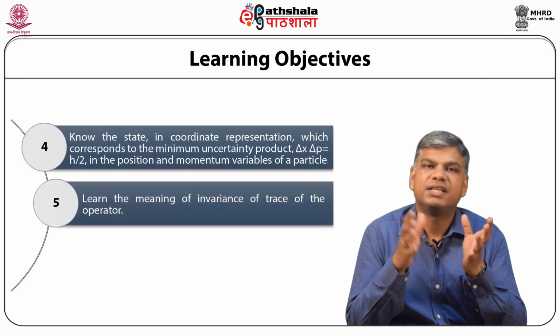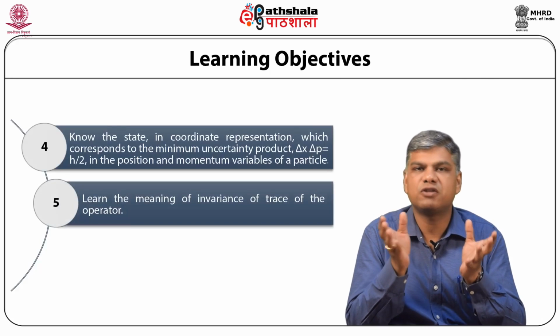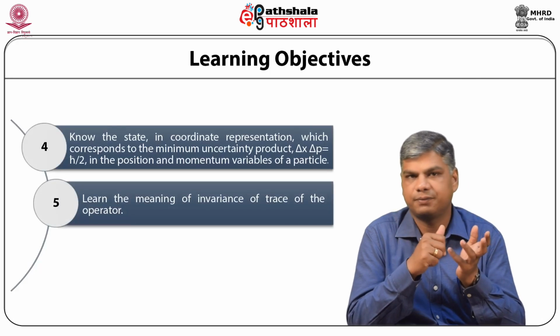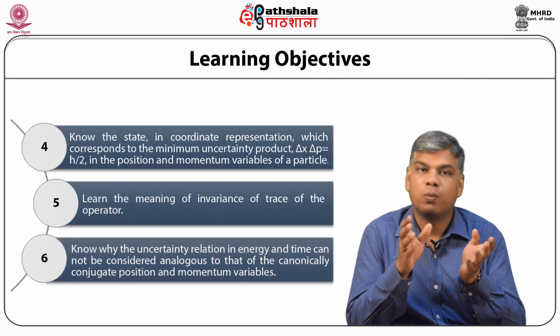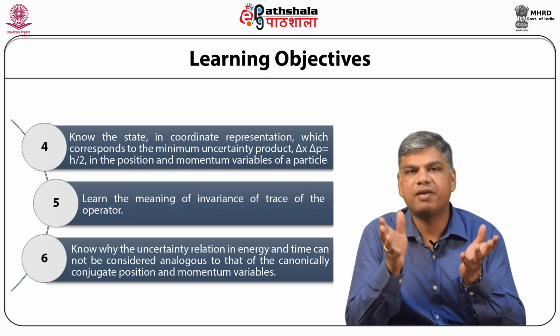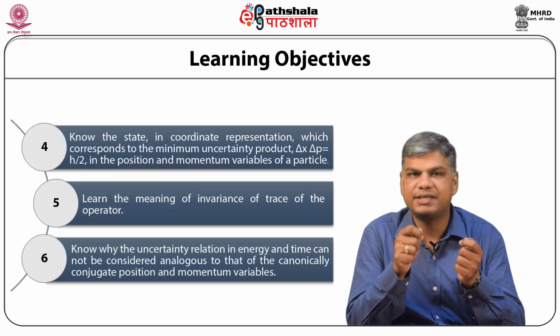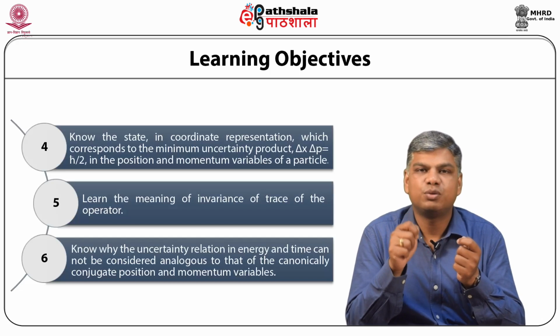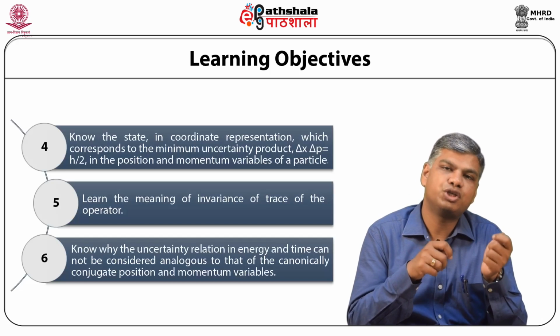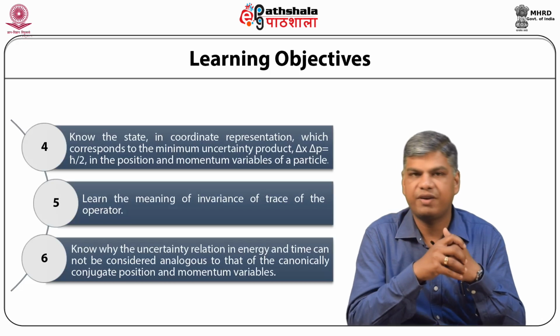We'll get to learn the meaning of invariance of trace of the operator, and then we will know why the uncertainty relation in energy and time cannot be considered analogous to that of the canonically conjugate position and momentum variables.